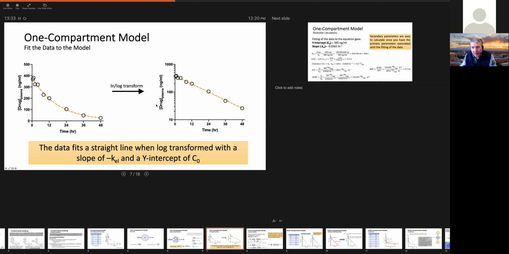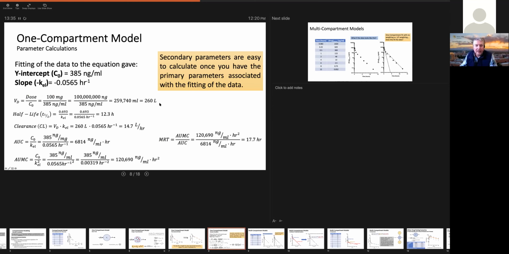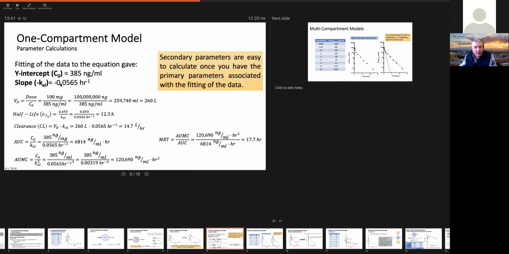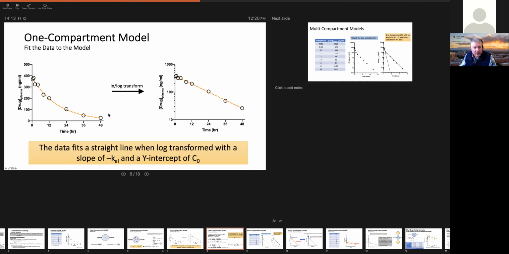Enough with the math. Why do we care about that? Well, because if we fit this line, and I think I just did it in Prism, you get a y-intercept of 385 nanograms per mL and a slope of 0.0565 per hour. We'll go back and look at these in a minute. You can calculate the volume of distribution. It's dose divided by C0. Your volume of distribution in this case is going to be equal to 260 liters. The half-life, 0.693 divided by KEL, is about 12.3 hours. If we go back and look at this, does that make sense to us?